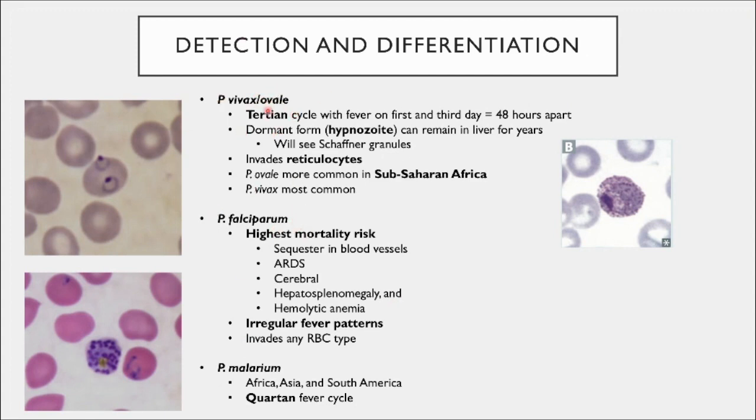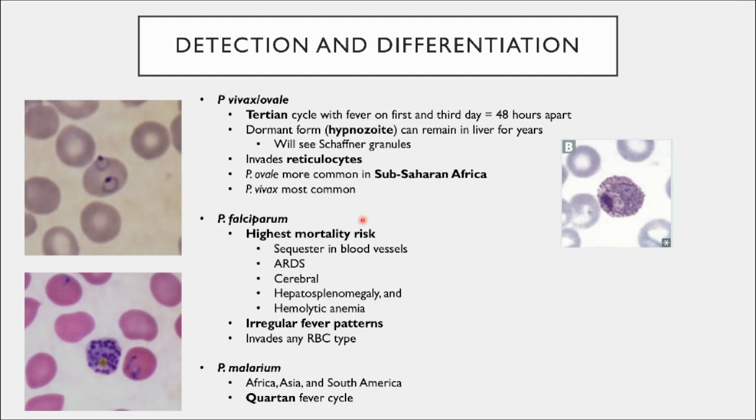So vivax and ovale have the tertian cycle, meaning on the third day, you're going to have the symptoms. And these are important because they form hypnozoites, where they remain latent within the liver for years. So you can have someone who goes to South America on like a Greenpeace trip or whatever. They get sick, but they come back to the United States and they're fine. And then years later, they now have signs and symptoms of malaria. And you're like, why do you have malaria? And then you find out in their history, oh, you were in Greenpeace years ago. So that's how this presents. They do invade the reticulocytes, but I don't know how important that is.